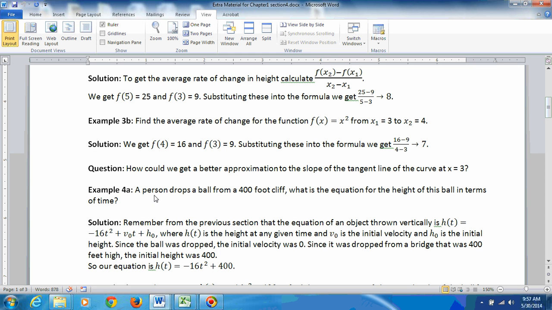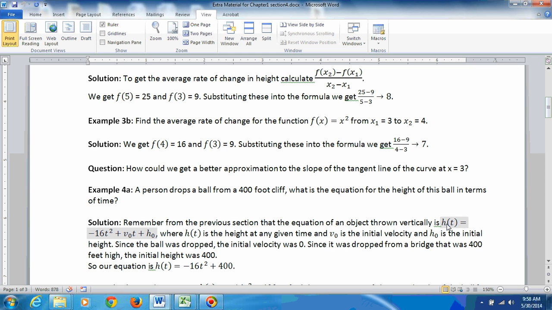Well, anyway, here's another example. A person drops a ball off a 400-foot cliff. What is the equation of the height of the ball in terms of time? Okay, well, remember this from section 1.3, that the height of the ball can be calculated using this function here. h of t is equal to negative 16t squared plus v sub naught t plus h sub naught. v sub naught is the initial velocity. h sub naught is the initial height. And your h of t tells you your height at any given time.